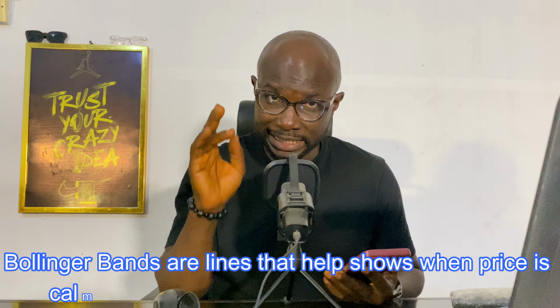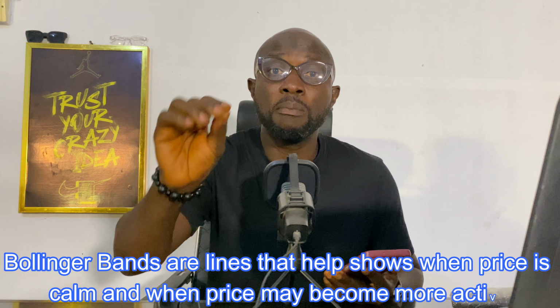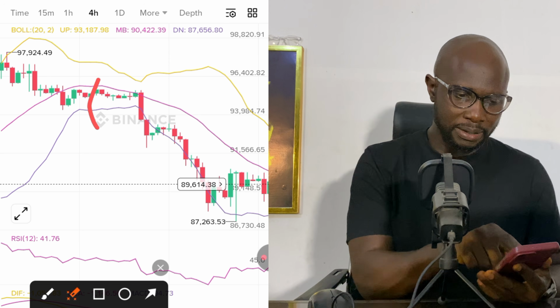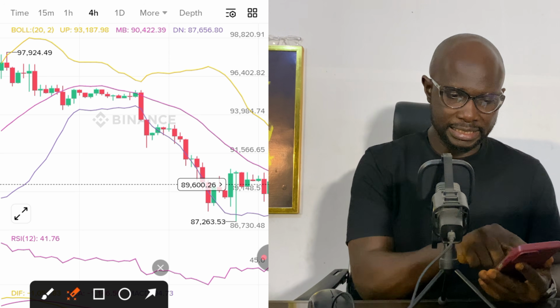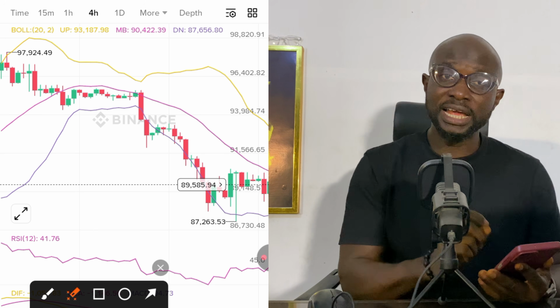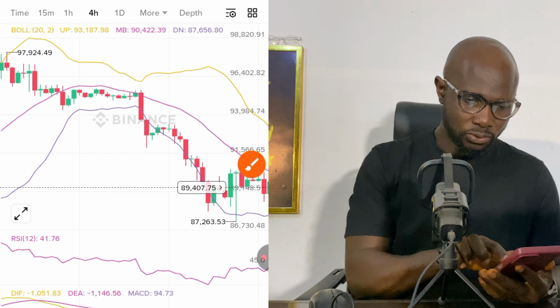Bollinger bands are lines that help show when price is calm and when price may become more active. So when the bands squeeze, that is the upper band and lower band, just like how you are seeing it here, it's wider here, but in this place it's squeezed. When it squeezes like this, or comes closer together, it means the market is quiet and preparing for a possible move, either up or down. Although this does not predict direction, it only signals possible volatility. So let's go and check now.